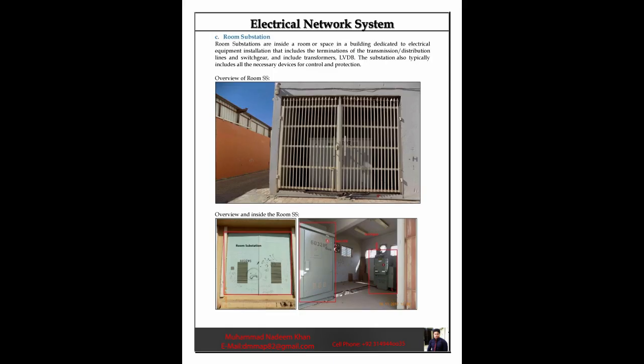C. Room substation. Room substations are inside a room or space in a building dedicated to electrical equipment installation that includes the terminations of the transmission/distribution lines and switchgear, and includes transformers and LVDB. The substation also typically includes all the necessary devices for control and protection. Overview of Room SS.